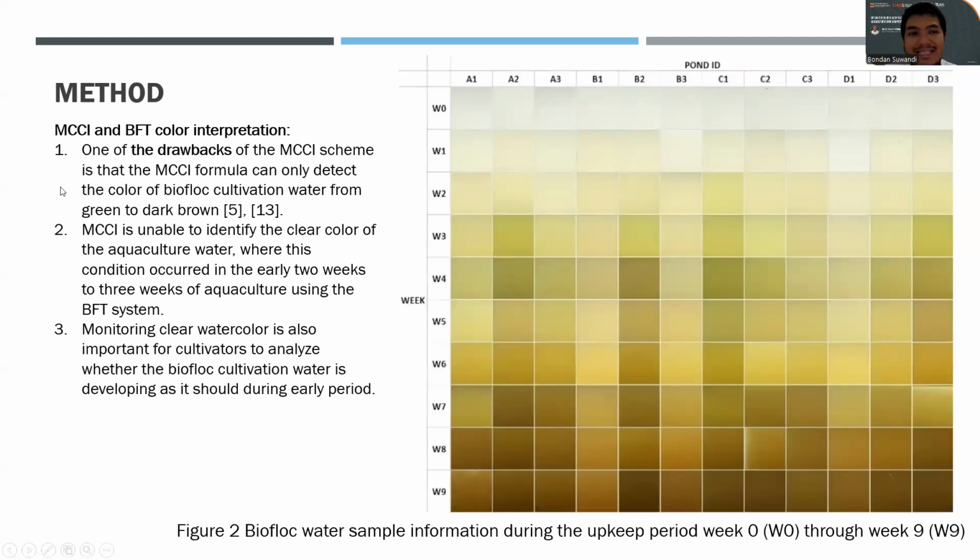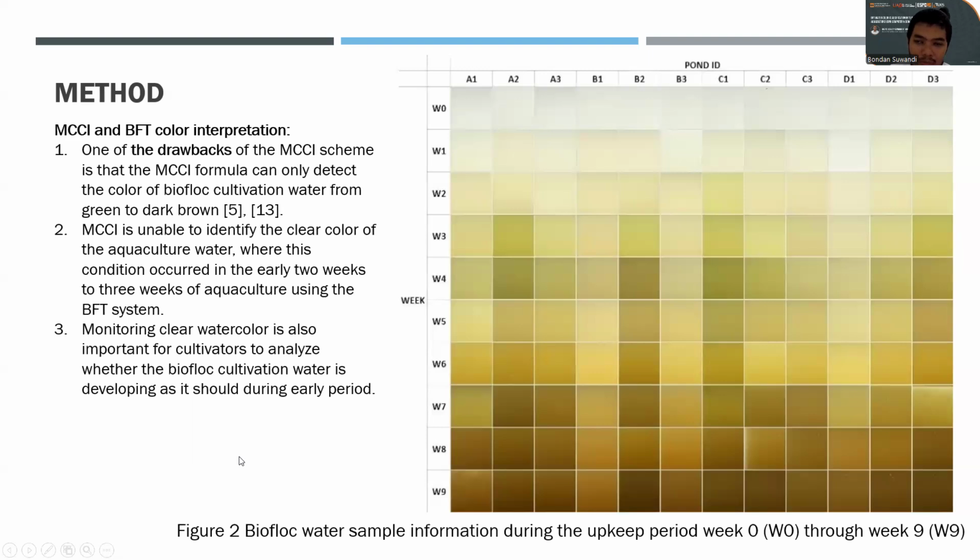In our research, one of the drawbacks of MCCI is that the formula can only detect the color of biofloc cultivation water from green to dark brown. However, in our research, we found that from week 0 through week 2, we have a clear color. Here it's represented with the white color because we have a white backdrop. However, this clear color is not represented by the MCCI formula. MCCI is unable to identify the clear color of the aquaculture water.